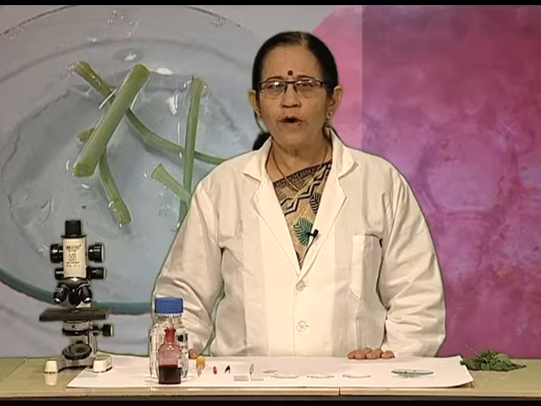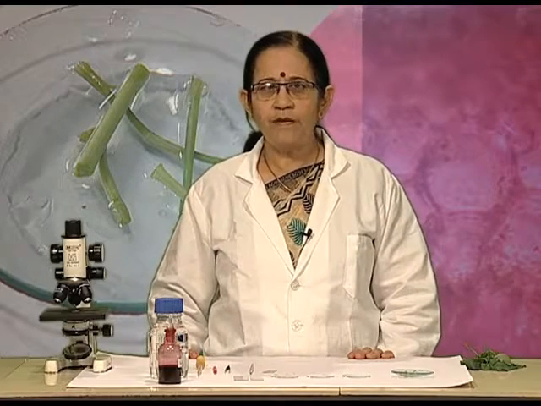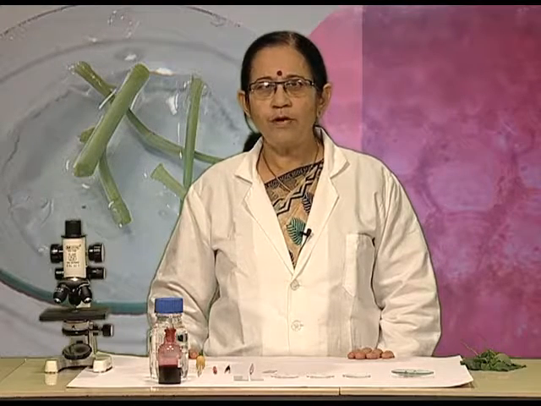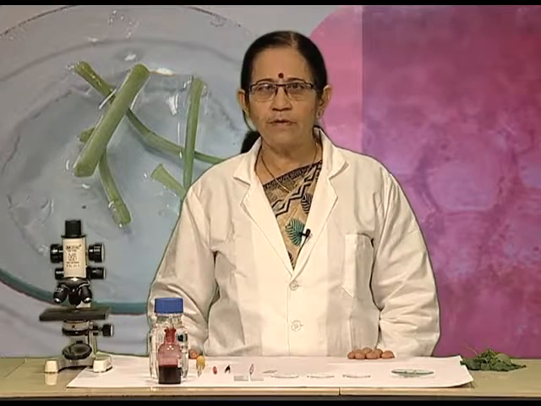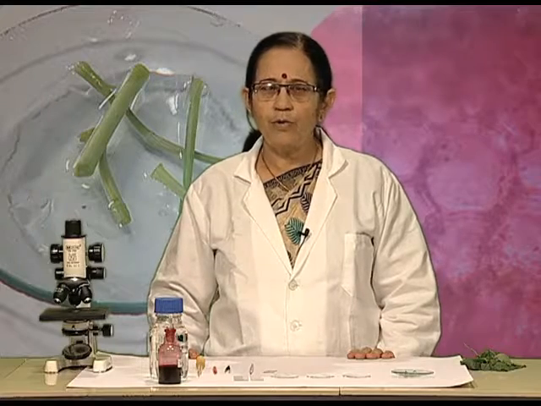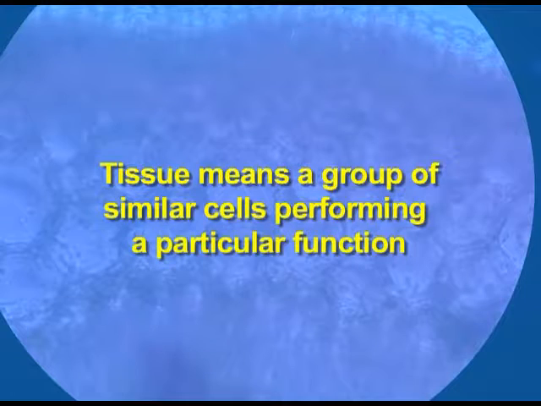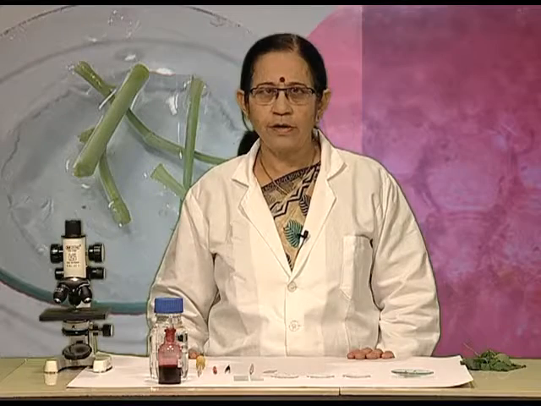Students, you have already observed plant cells in an onion peel, where you found most of the cells were of uniform shape and structure. Today, we are going to talk about and study tissues. What is meant by tissues? Tissue means a group of similar cells performing a particular function.